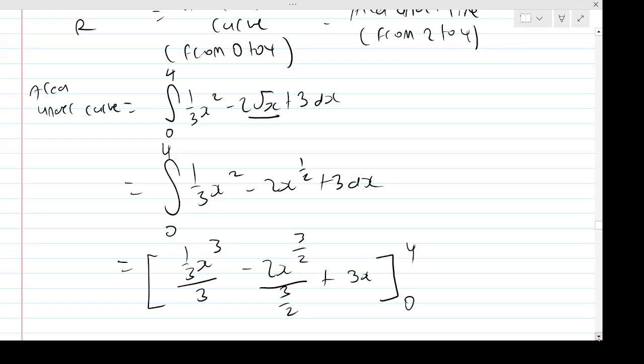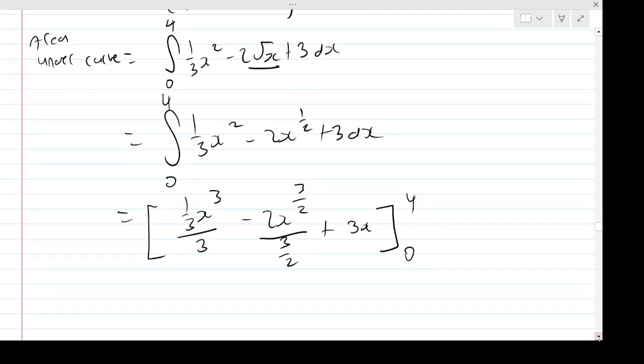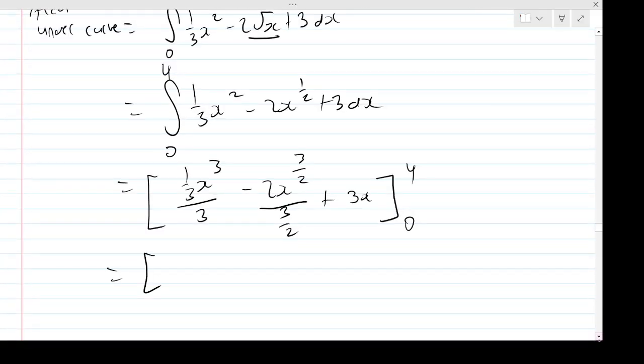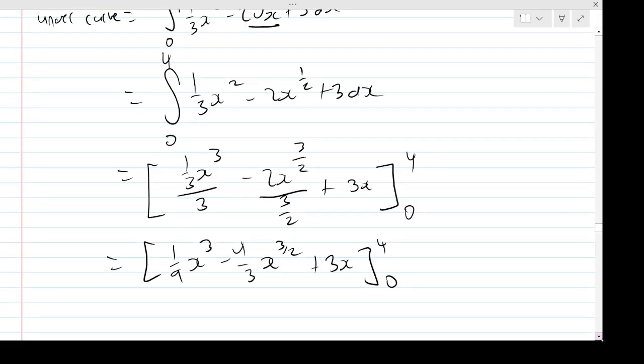We can clean up the whole fraction mess we've got inside first. So a third divided by 3 is a ninth. So we get a ninth x cubed. Then minus 2 divided by 3 over 2 is minus 4 over 3 x to the 3 over 2, add 3x. Okay, so it's a lot cleaner now. Now we can plug in our limits.